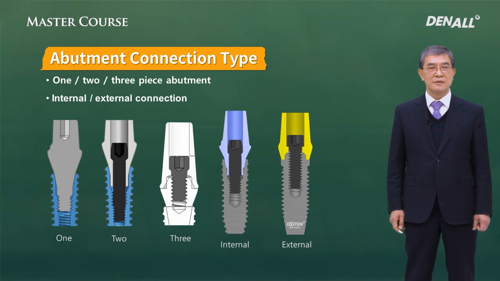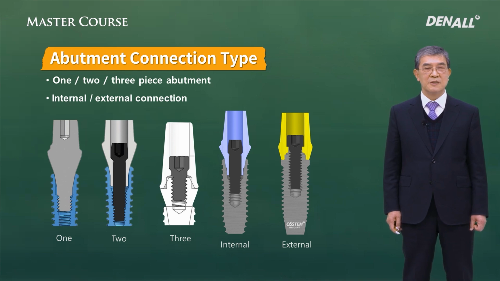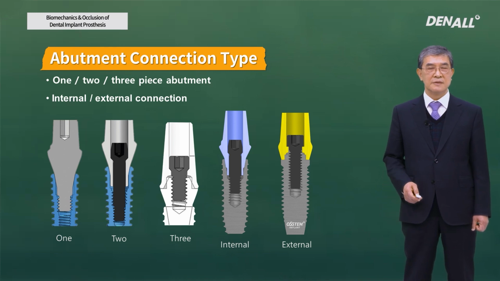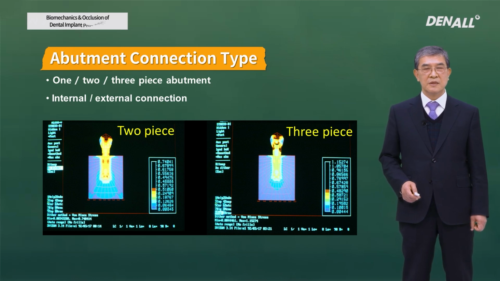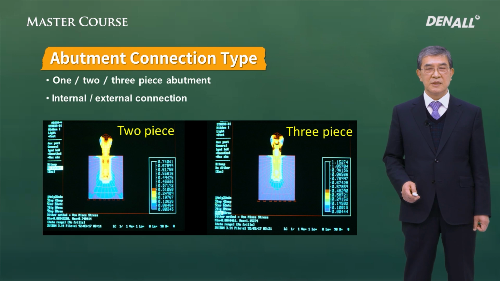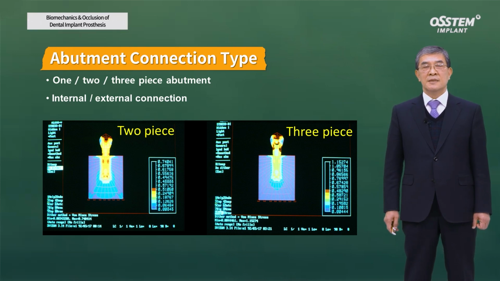Let's look at abutment connection type. Depending on whether the abutment is 1-piece, 2-piece, or 3-piece, there can be different options. So you can also think of internal and external connection. Let's look at the finite element analysis. More so than when using a 2-piece abutment, a 3-piece abutment leads to far less stress. Therefore, when choosing an abutment system, we need to consider whether the implant is a staunch or whether it is unfavorable. Depending on the situation, you can choose between 2-piece and 3-piece abutments.